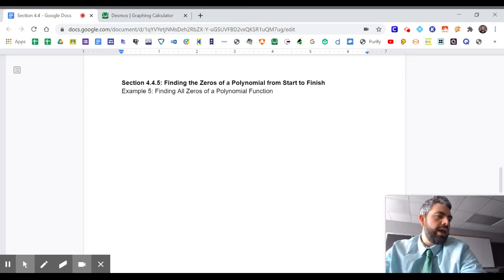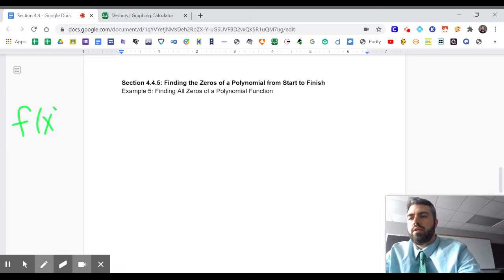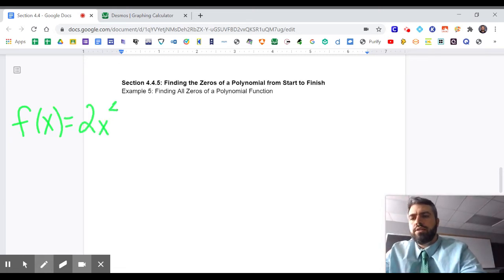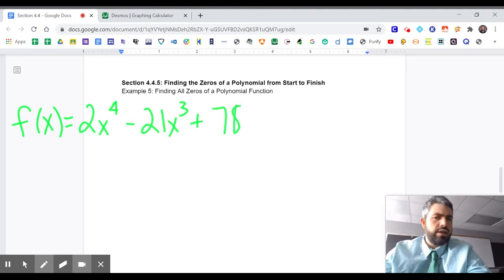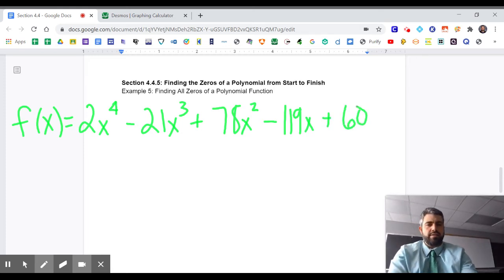And we're going to look at a function f of x. So here's f of x, and it's 2x to the fourth minus 21x to the third plus 78x squared minus 119x, and then finally plus 60. So we're asked to find all the possible values that this could be.